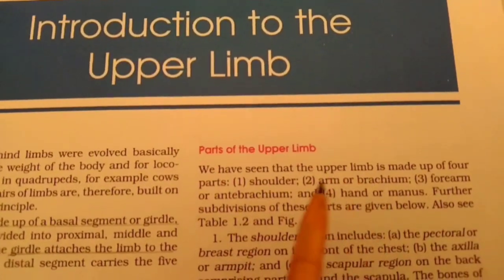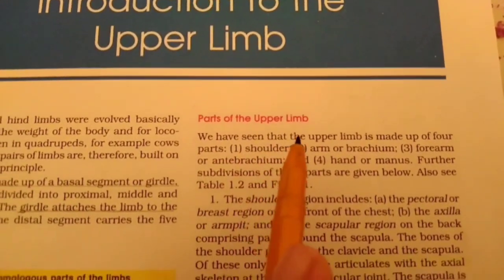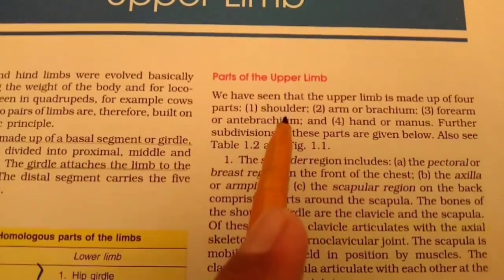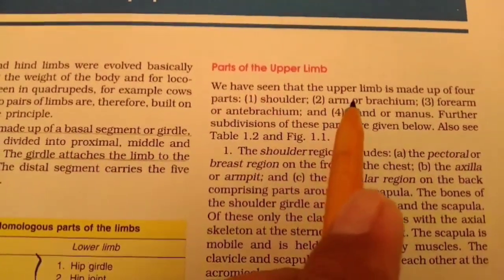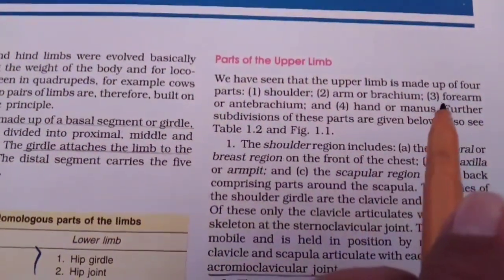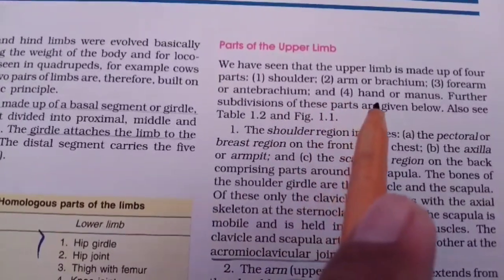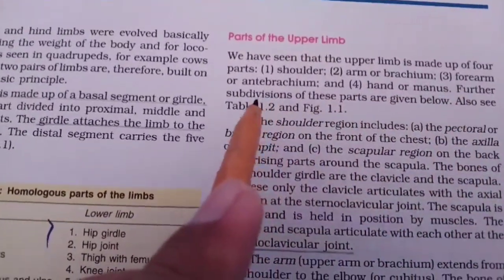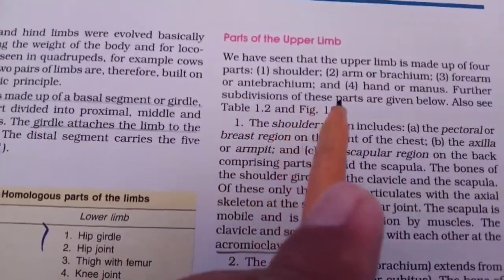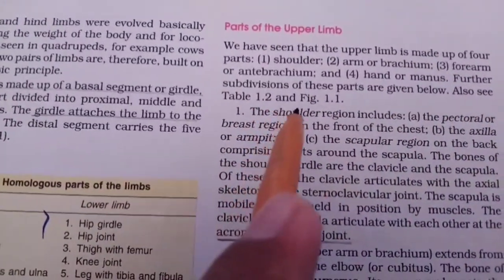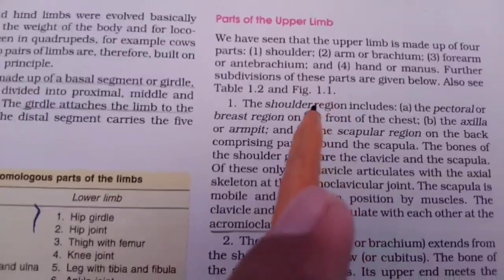पार्ट्स ऑफ द अपर लिम्ब के पार्ट्स हैं। We have seen that the upper limb is made up of 4 parts. Number 1 shoulder, number 2 arm or brachium, number 3 forearm or antebrachium and number 4 hand or manus. Further subdivisions of these parts are given below. Also see table 1.2 and figure 1.1.